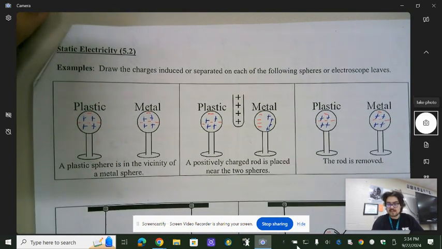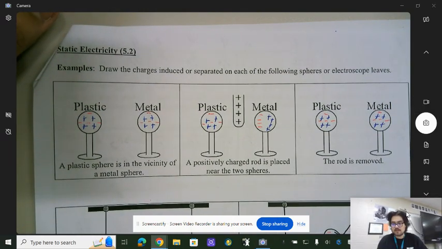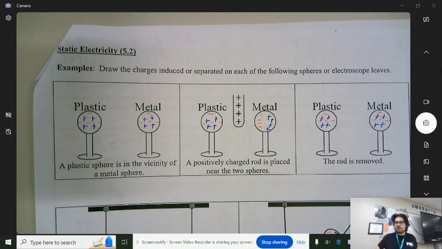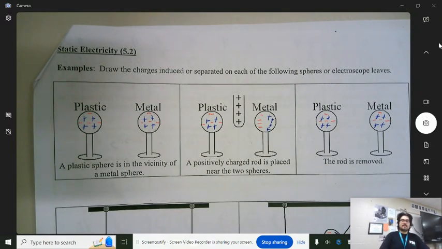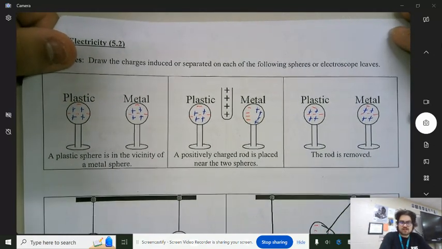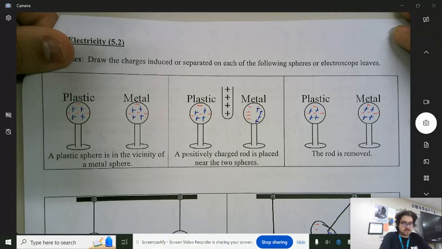All right, we're going to talk about static electricity now, and to save time, I'm going to show you directly from the key instead of writing it out as we go, just because it's all drawing pictures, okay? And so it's really not that crazy. It's just showing how the charges change or how the charges move around.